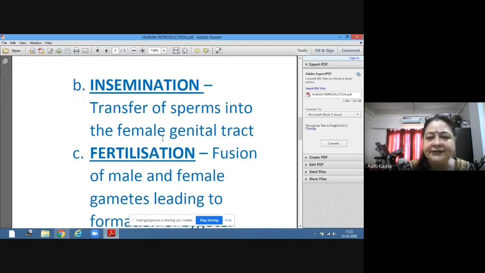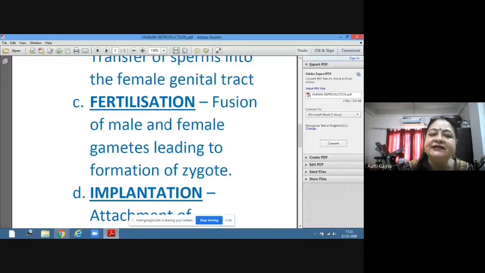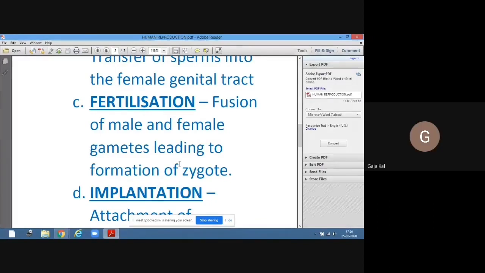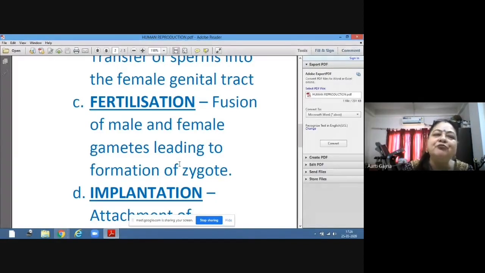Once the insemination has taken place, the next event which takes place is fertilization. Fertilization is fusion of male and female gametes leading to formation of zygote. Now, where is this fertilization taking place? You have learned this in class 10th. In the female's body. Female body, but where? Uterus. Inside the uterus. No. Fallopian tube, actually. Very good. Fallopian tube.